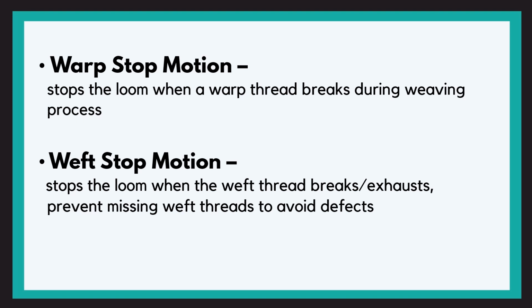The next is the weft stop motion. So when the weft thread breaks or exhausts, to prevent any kind of missing picks in the fabric, the weft stop motion stops the loom. Now in case the loom doesn't stop, there won't be any fabric formed. It will just be long threads of warp if the picks are missing.